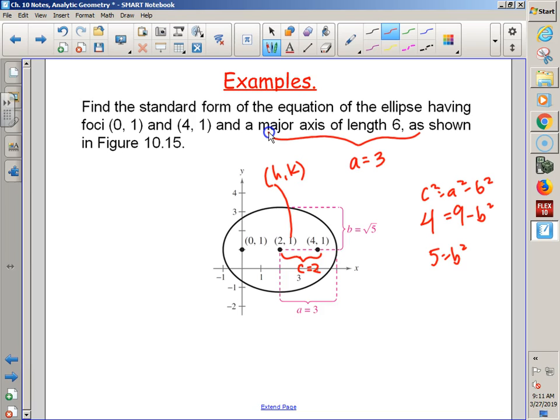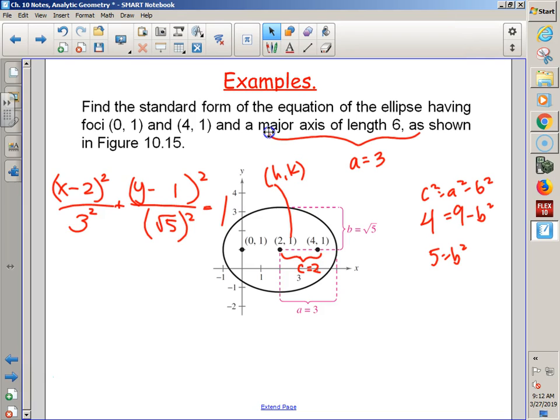So let's put all these clues together. Now we can go ahead and say, who comes first? a, which is 3 squared. And then who's on top? x minus 2, because of the center, right? What's the sign that goes in between for ellipses? Plus, like a circle, x minus h squared plus y minus k squared. Who is my y minus k? Who's my b? Root 5 squared is b squared in the formula, and that equals 1.